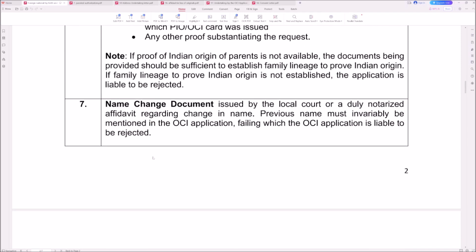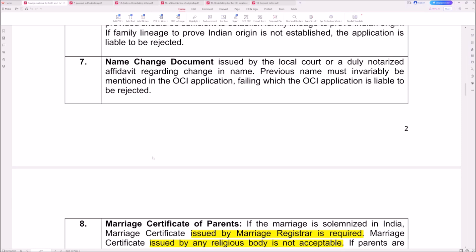Now comes the name change document. This might not be applicable in case of a minor child. We do not often change the name of a minor child multiple times, but if you have changed, then you need to provide the name change document, which is a duly notarized affidavit regarding the change in name.